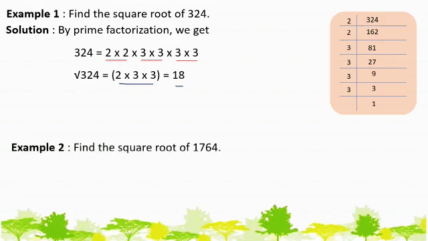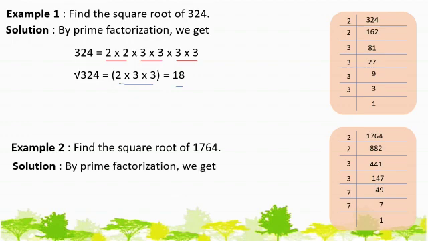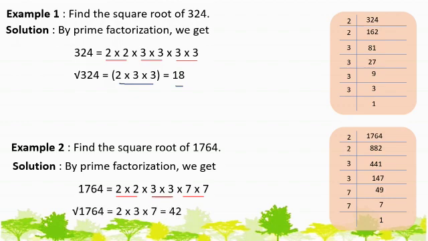Example number 2. Find the square root of 1764. By prime factorization, we get 1764 is equal to 2 into 2 into 3 into 3 into 7 into 7. Here also we made the groups. 2 into 2 form one group, 3 into 3 form another pair, 7 into 7 form another pair.